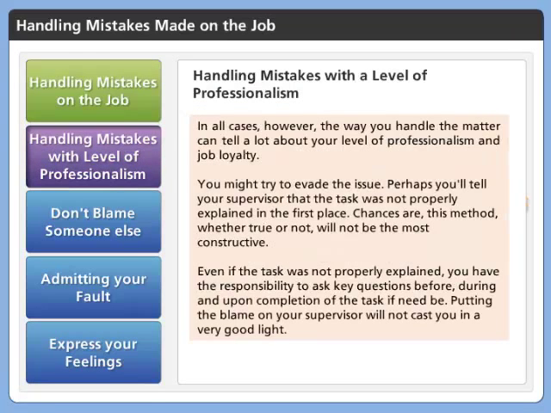Handling mistakes with a level of professionalism. In all cases, however, the way you handle the matter can tell a lot about your level of professionalism and job loyalty. You might try to evade the issue. Perhaps you'll tell your supervisor that the task was not properly explained in the first place. Chances are these methods, whether true or not, will not be the most constructive. Even if the task was not properly explained, you have the responsibility to ask key questions before, during, and upon completion of the task, if need be. Putting the blame on your supervisor will not cast you in a very good light.